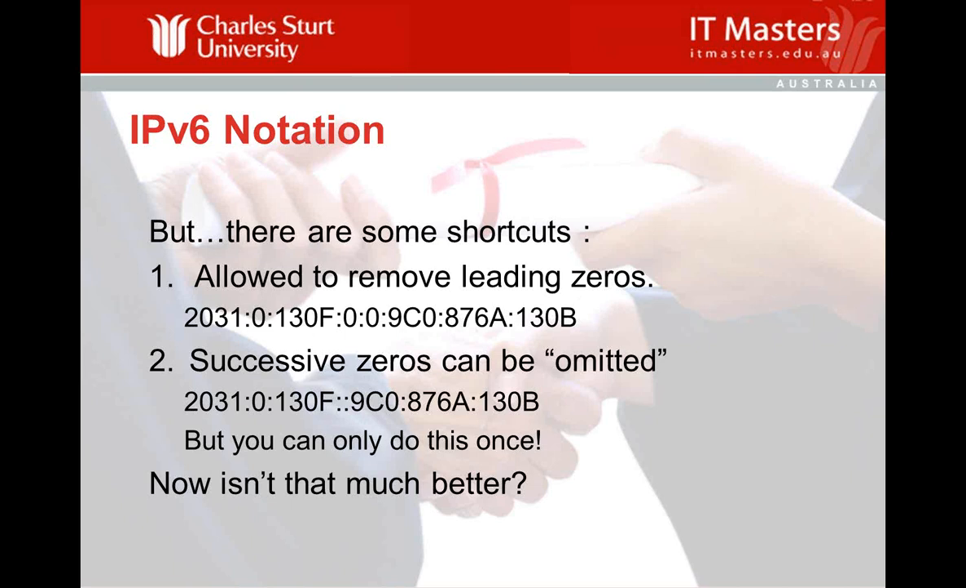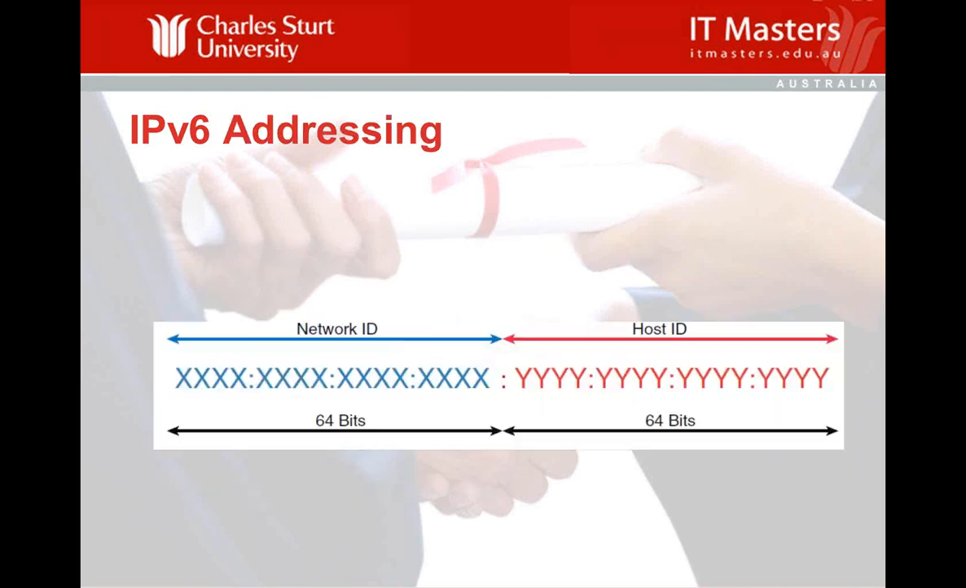Question: why isn't the first zero removed, the one before 130F? Because there aren't two zeros in a row there. That was from Craig. And from Paul: should there not be three colons between the F and the 9? No. You just remove the zeros and put the colons together, removing everything else that's between.